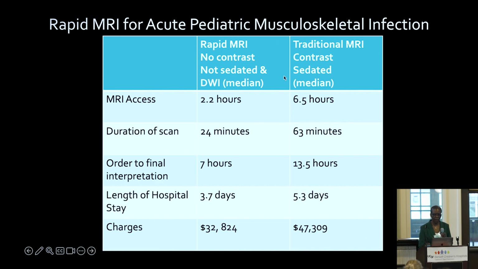And what they looked at was MRI access, timing to treatment, length of stay, and charges, and found that with the rapid MRI protocol, the children could get to MRI in 1/3 of the time, 2.2 hours compared to 6 hours for the traditional. The duration of the scan was also shorter. The order time to the final interpretation was cut in half. The length of the hospital stay was reduced from 5.3 days to 3.7 days. These are all median numbers. And the charges were also reduced from $47,000 to $32K.